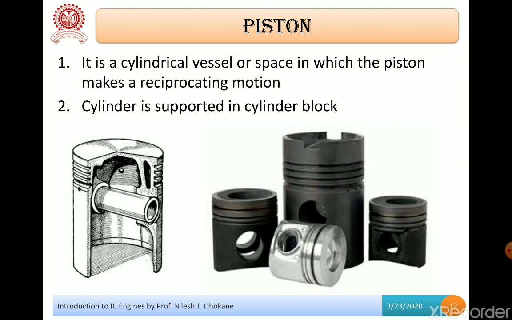Here you can see the different pistons. On the left-hand side a cross-section view is shown, so how the crank is connected, that arrangement you can see in the left image. And in the right-side images, 1, 2, 3, and 4 pistons are there, and some grooves are there. These grooves are there for the piston rings. Next we'll see the piston ring also.